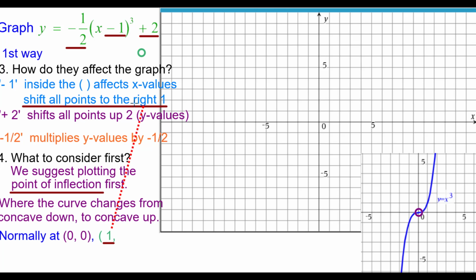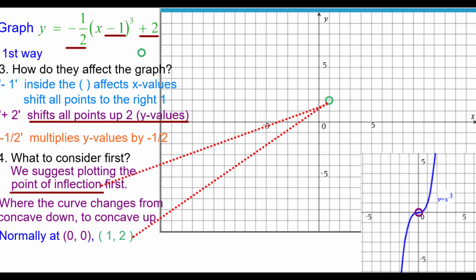For example, all the points are shifted to the right 1, so the new point of inflection will be at 1. And the other one, the y values are multiplied by -1/2 times 0 doesn't change it, but adding 2, shifting up 2 will. So at 1, 2 is our new point of inflection for this curve.